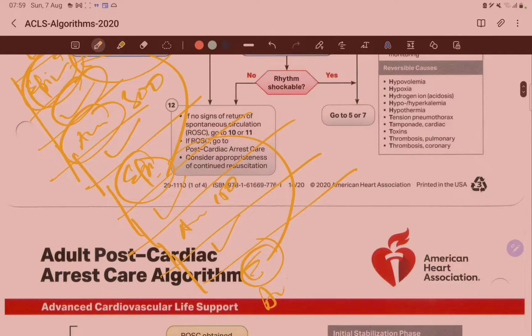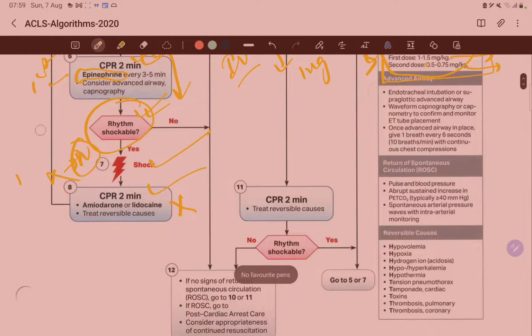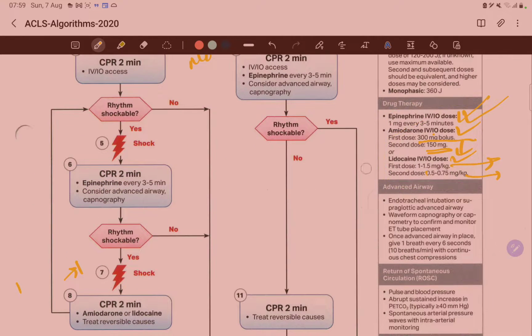यहाँ पे फिर amiodarone नहीं देना, epinephrine कंटिन्यू करते रहना. कब तक करना है, कोई गाइडलाइंस नहीं है, you can do as much as possible, CPR करते रहिए आप. ठीक है, सपोज़ amiodarone 150 देने के बाद जब मैंने दोबारा epinephrine दिया, तो epinephrine देने के बाद तुरंत क्या हुआ, सपोज़ रिदम जो था वो शॉकेबल नहीं रहा.